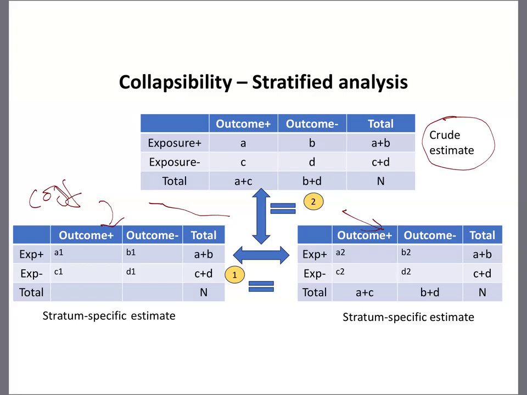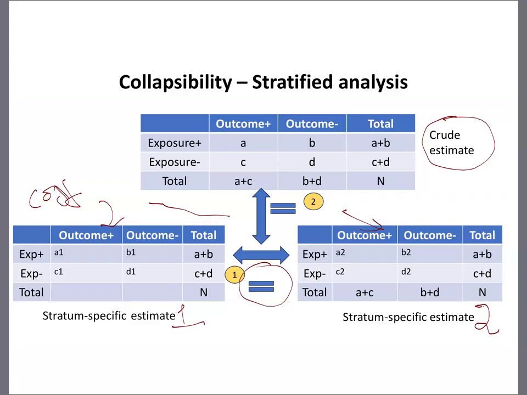So take your crude estimate between alcohol and lung cancer. Smoking was your confounder. So smokers and non-smokers could be the two strata. Now you calculate the estimate, or the odds ratio, separately for the two strata. So you have a stratum-specific estimate for the smokers, and you have the estimate for the non-smokers. Now, as Anjana mentioned, your first step actually is to see whether these two estimates are similar or close to each other. If they are similar to each other, it means that there is no effect modification.